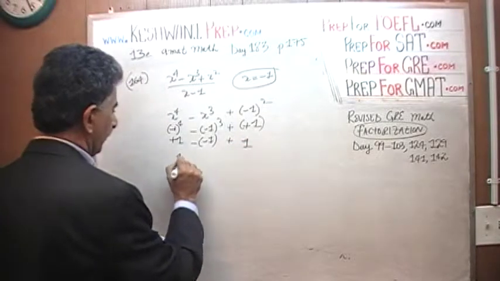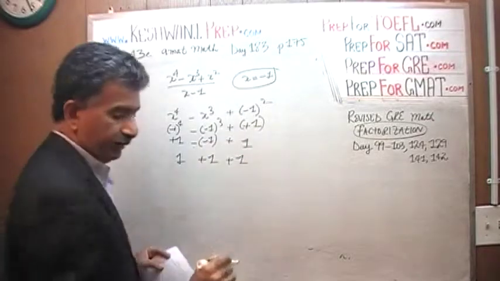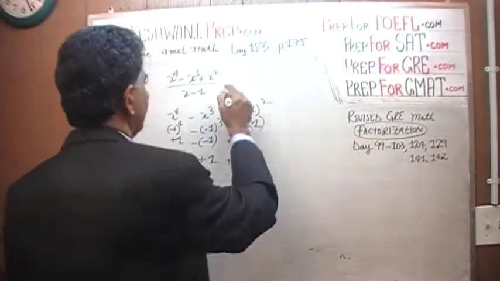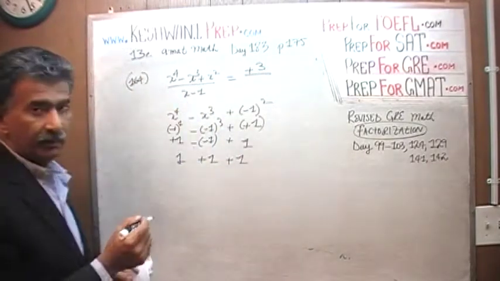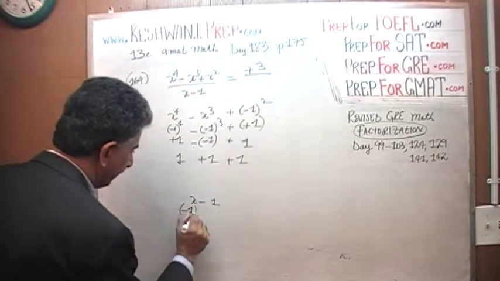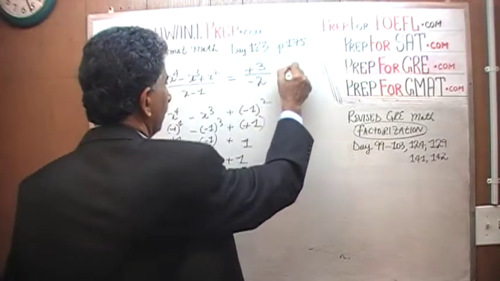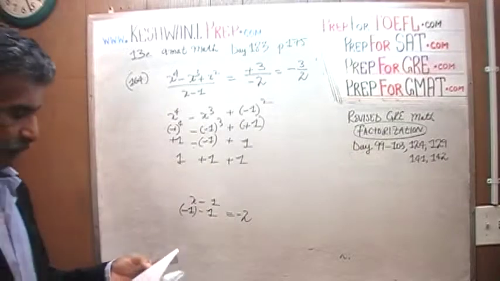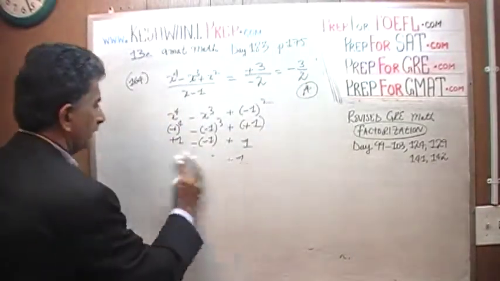So we have 1, and this negative becomes positive and positive. So on the top we have positive 3. And on the bottom we have x minus 1, which is negative 1 minus 1, which is just negative 2. So the whole thing boils down to negative 3 over 2, which is answer choice A. That's it. Let's do the next one.